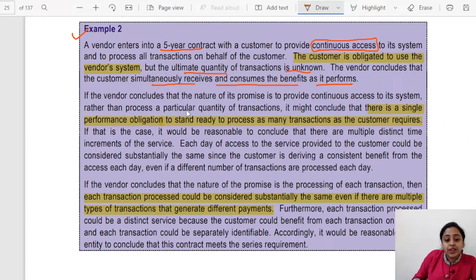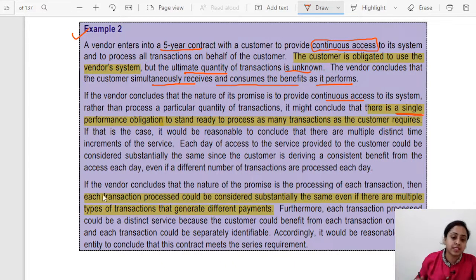Okay, if the vendor concludes that the nature of its promise is to provide continuous access to its system rather than process a particular quantity of transactions, it might conclude that there is a single performance obligation to stand ready to process as many transactions as the consumer requires. So it is considered a single performance obligation. It cannot be separated out. Since one performance obligation is there, that is the continuous transfer of goods and services.